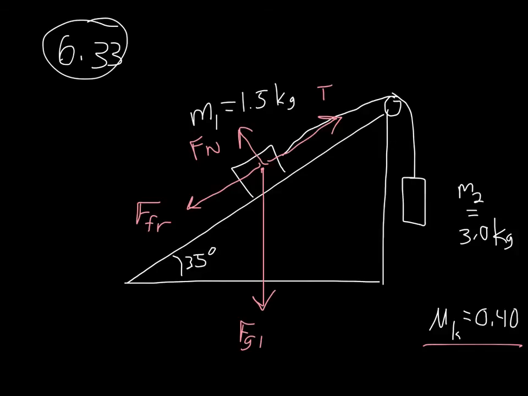Okay, what about box number 2? Tension. Tension, where does tension go? Up. Anything else? Gravity, where does gravity go? Down. Okay. Anything else going on here? Anything else that we know?